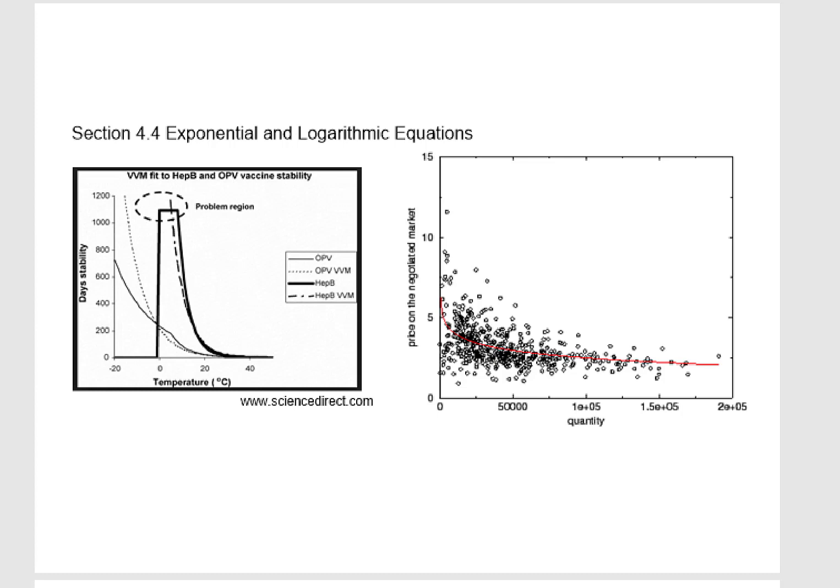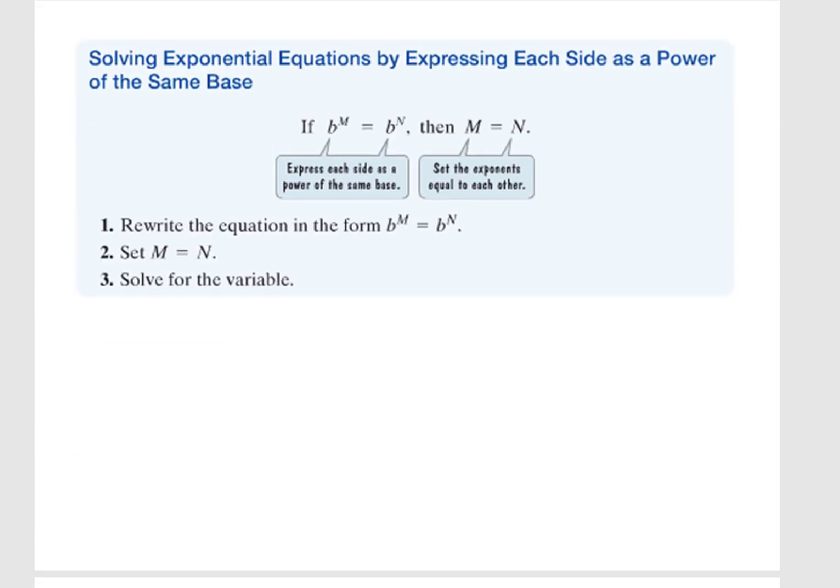So on this second slide, we're going to look at solving exponential equations by expressing both sides of the equation with the same base. So here with the if b to the n power equals b to the nth power, what they're showing you is if I can get the same base on both sides, then I know that I can take the exponents and set them equal to each other.